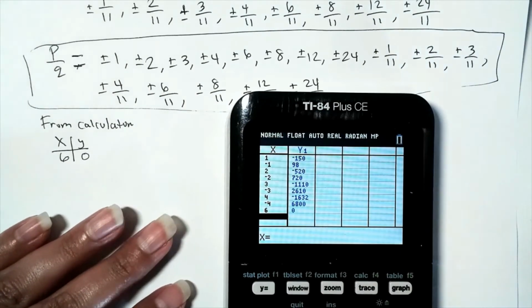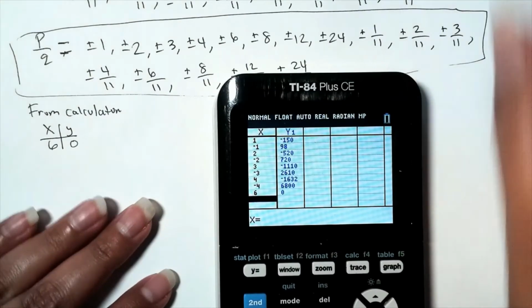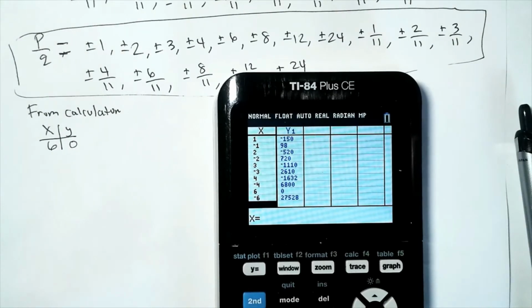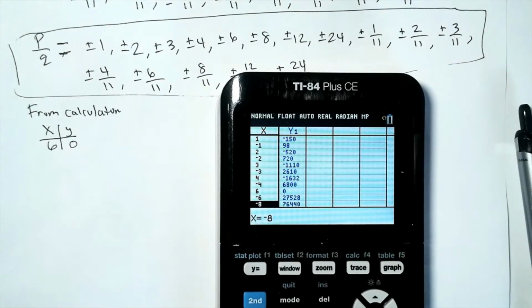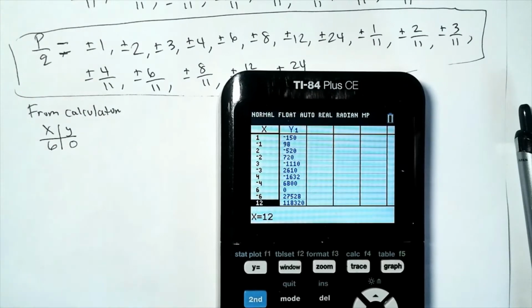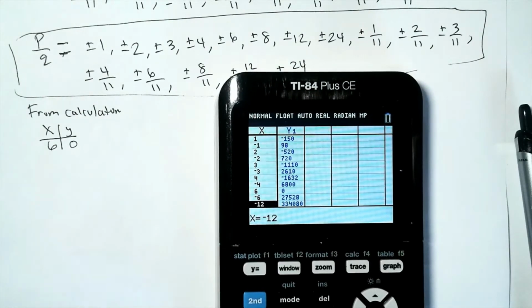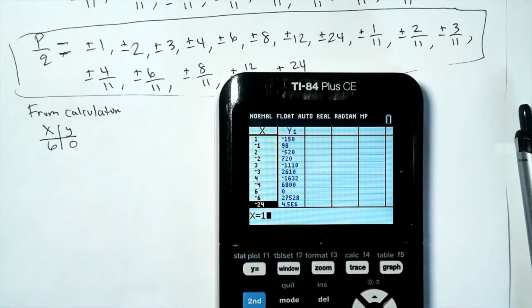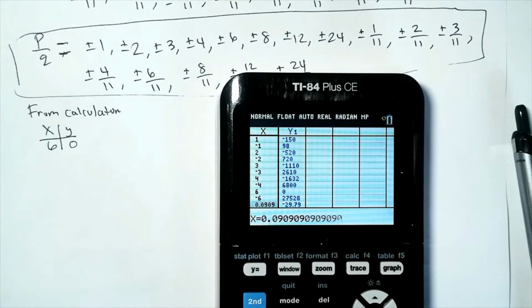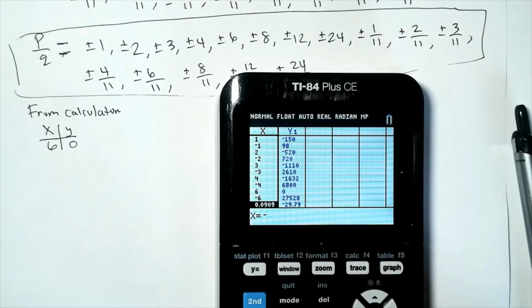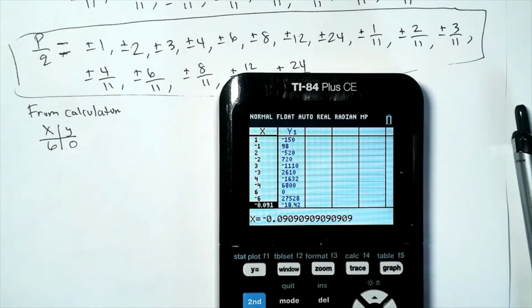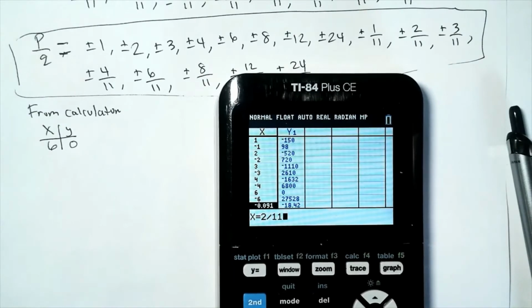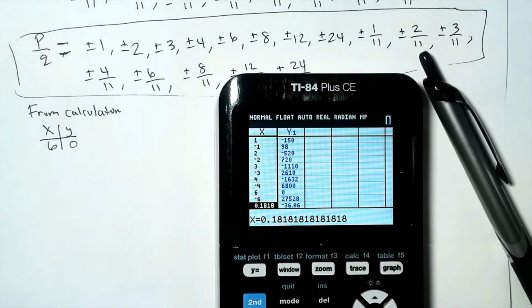I'm going to test them out really quickly without saying nope so many times. So -6, 8, -8, 12, -12, 24. That's no, that doesn't say 0. -24 doesn't say 0. Now 11: 1 divided by 11. No. How about its opposite, -1 over 11? No. 2 over 11? No. How about -2 11ths?